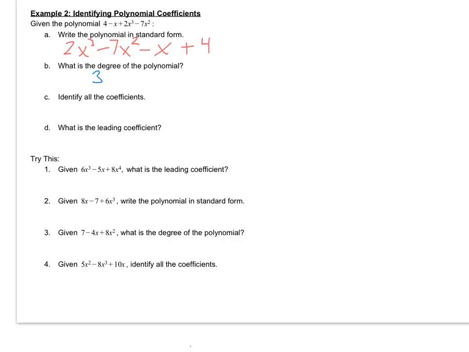In letter C, we want to identify all the coefficients. So if we look at the coefficients, those are the numbers in front of our variables. So we have 2, negative 7, in front of the x is negative 1, and then our constant, which is 4. And finally, in letter D, we want to know the leading coefficient. We'll go back again to where it's in standard form, and our leading coefficient is going to be that first number, which is 2. So our answer here would be 2.